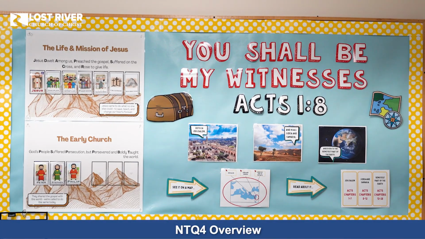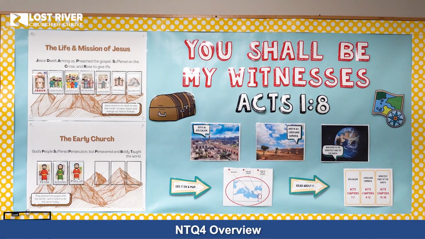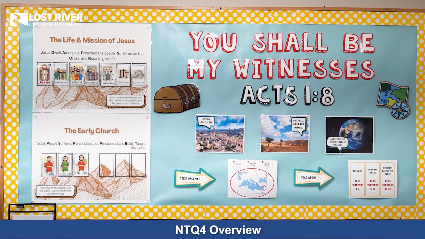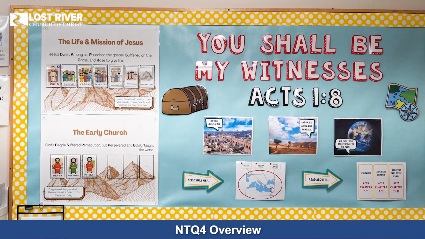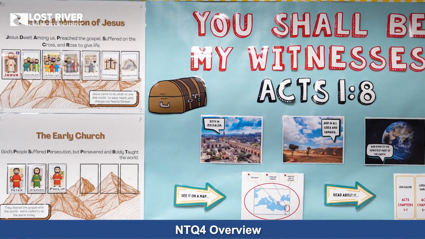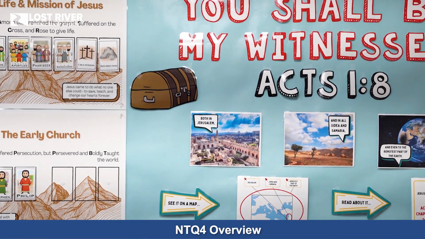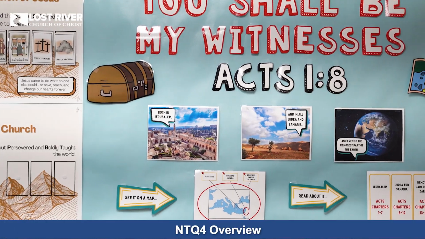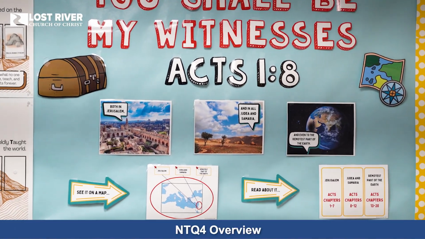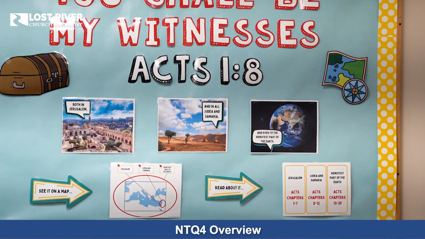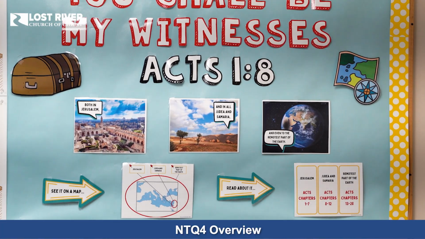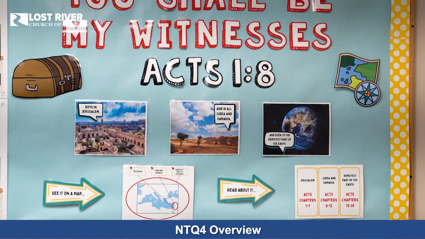For 3rd through 6th grade, you will use the You Shall Be My Witnesses bulletin board set. Each lesson, you'll point out where you are in the mission Christ gave his apostles on the day of Pentecost. Witnessing in Jerusalem in chapters 1 through 7, Judea and Samaria in chapters 8 through 12, and the remotest parts of the earth in chapters 13 through 28.